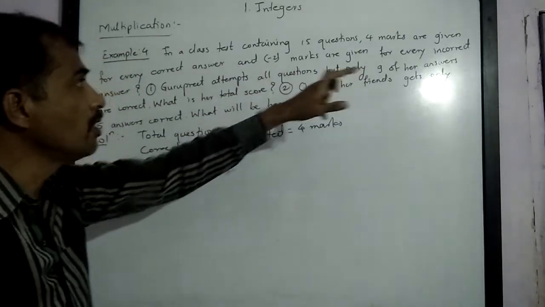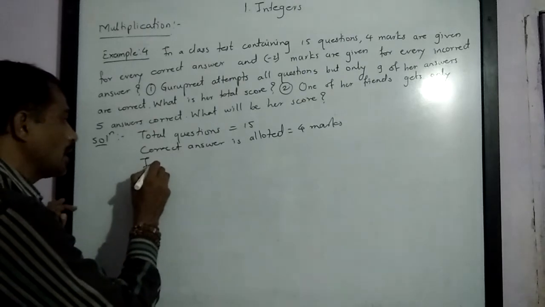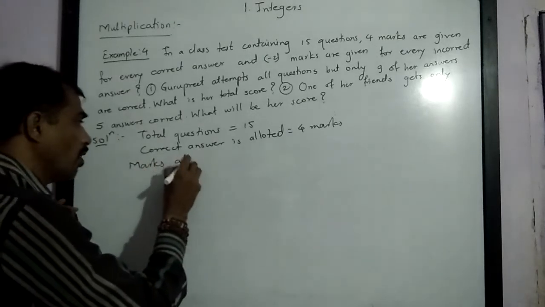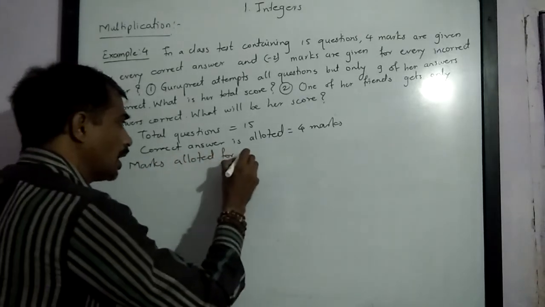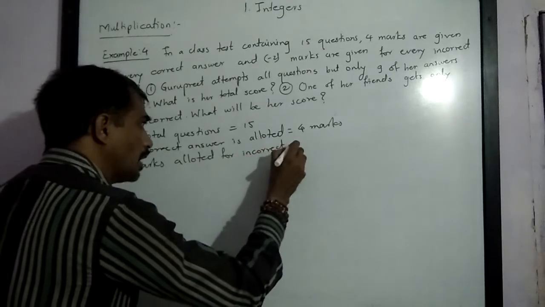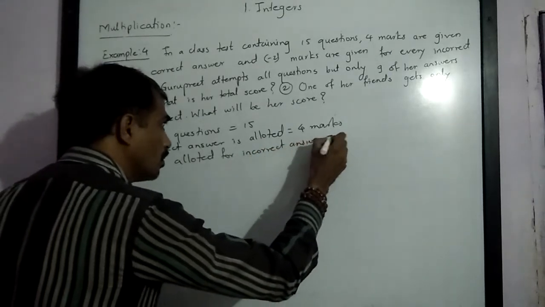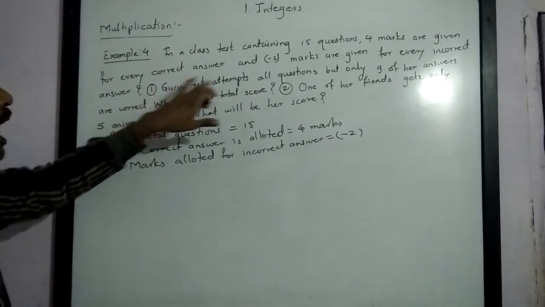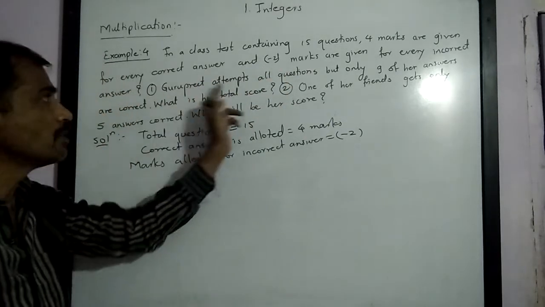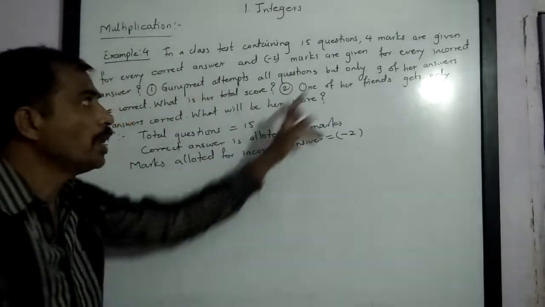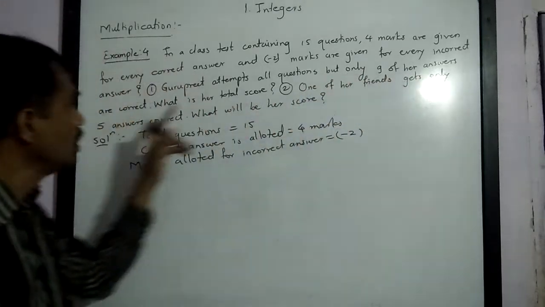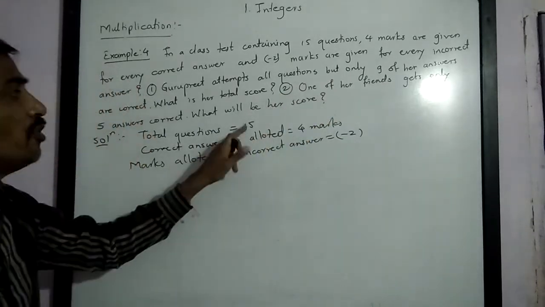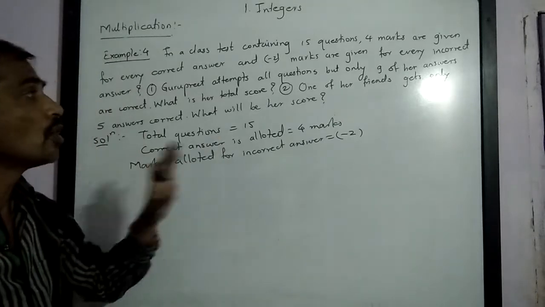And negative 2 marks are given for every incorrect answer. For an incorrect answer, marks allotted for an incorrect answer is equal to negative 2. Gurpreet attempts all questions. So Gurpreet attempts all the questions means she had attempted 15 questions, but only 9 of her answers are correct. So out of the 15, 9 are correct. It means 15 minus 9, that is 6, are her wrong answers.